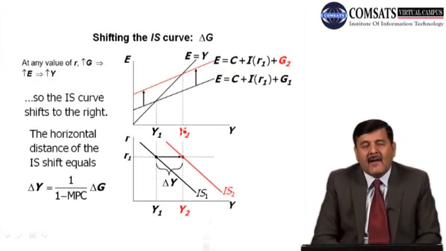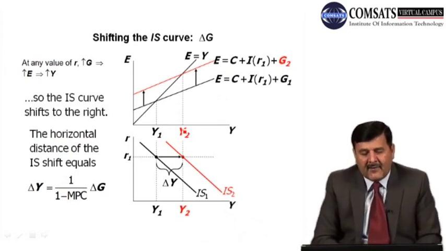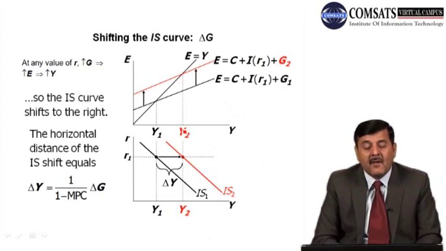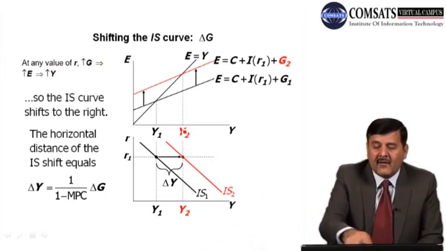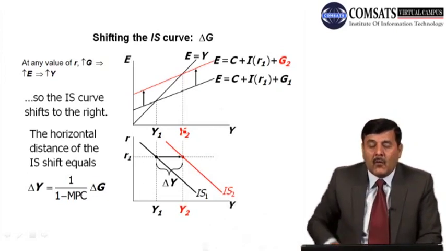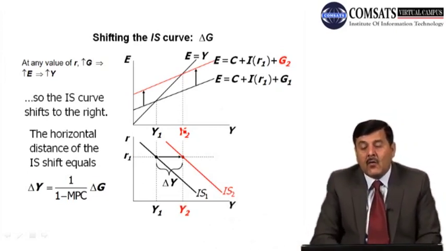Now suppose that at any given value of r, there is an increase in G. There are two diagrams here, A and B. In A we are measuring expenditure on the y-axis and income on the x-axis. In diagram B we are measuring the rate of interest on the y-axis and income on the x-axis. Now suppose we have the income line and the expenditure line, and the economy is in equilibrium at y1. Suppose G goes up from G1 to G2.